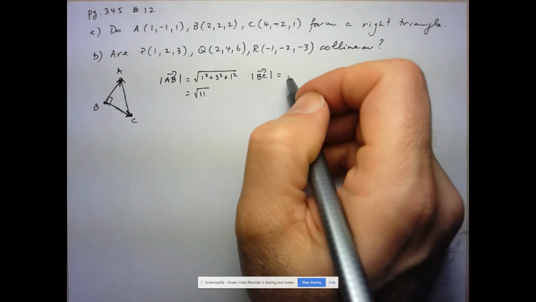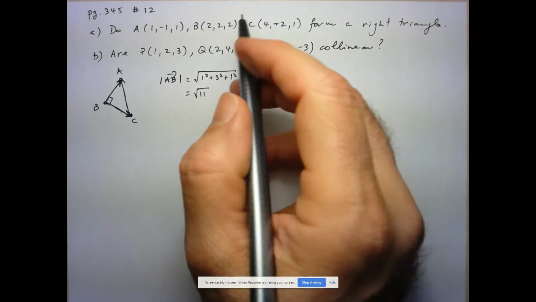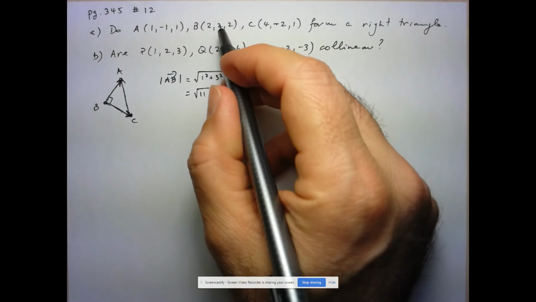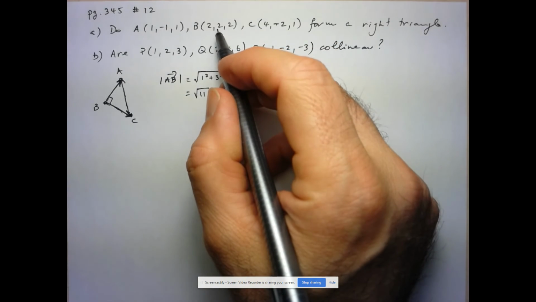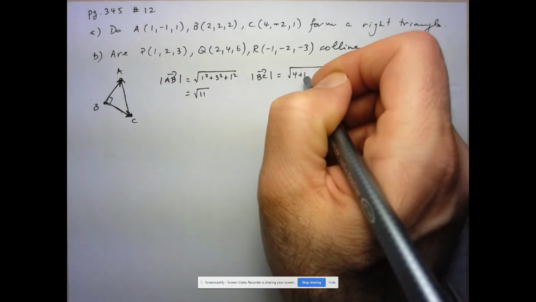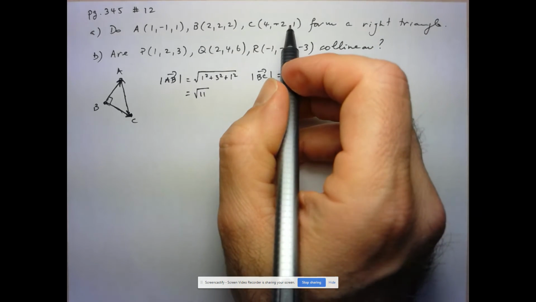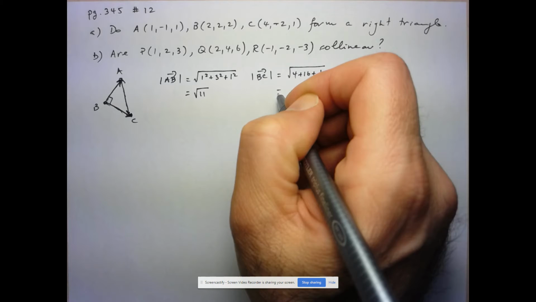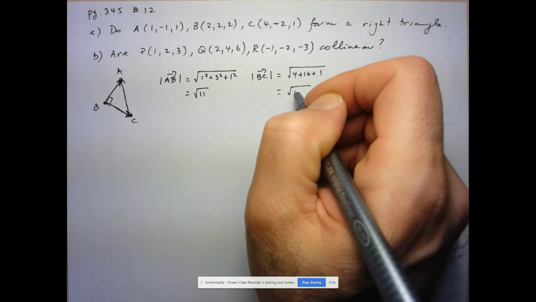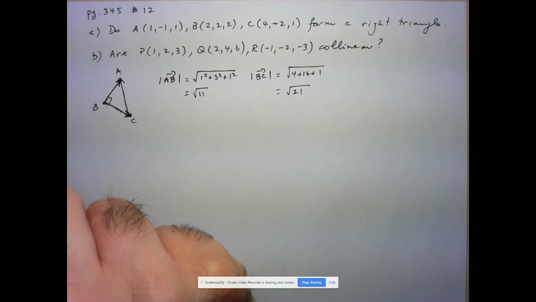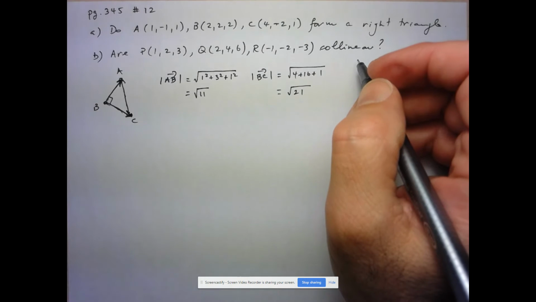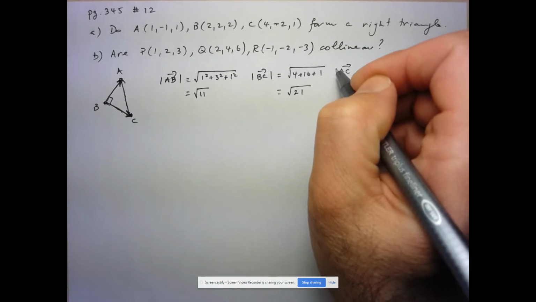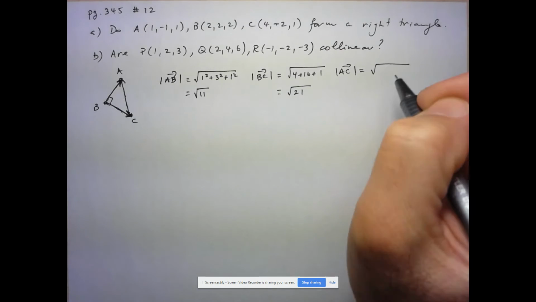So square root of, 4 minus 2, that's 2 squared. I'll just write it out, 4. Negative 2 minus 2 is negative 4, so negative 4 squared is 16. And then here, 1 minus 2 is negative 1, negative 1 squared is 1. So here we've got 16 plus 1, square root of 21. And now let's look at AC and its magnitude.